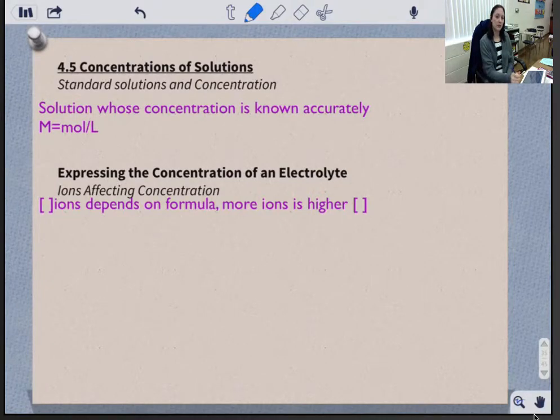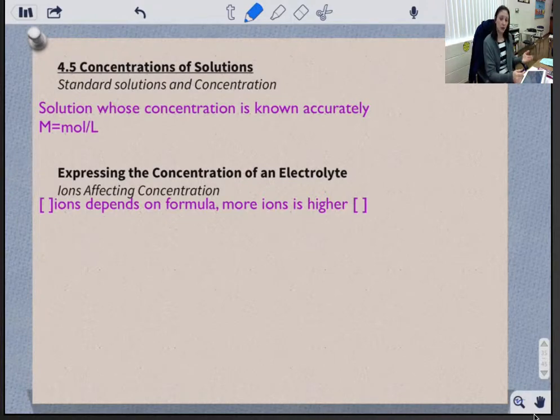All right, at 4.5 and 4.6, we're going to look at concentrations for solutions and then use those concentrations to figure out some stoichiometry problems and some titrations that we're going to deal with here. So first thing is a reminder about concentration. Remember, we deal with molarity, big M, so many moles per so many liters.